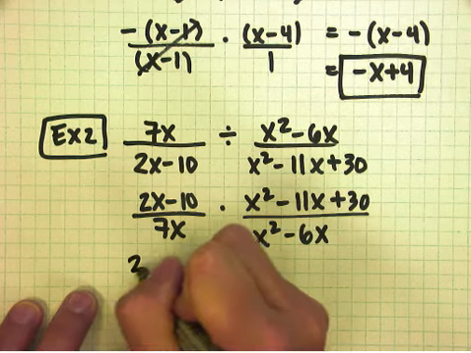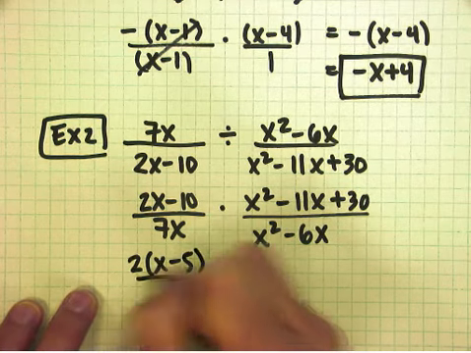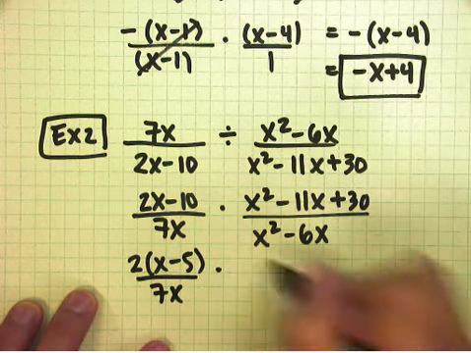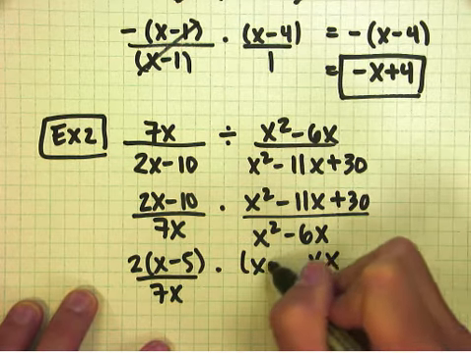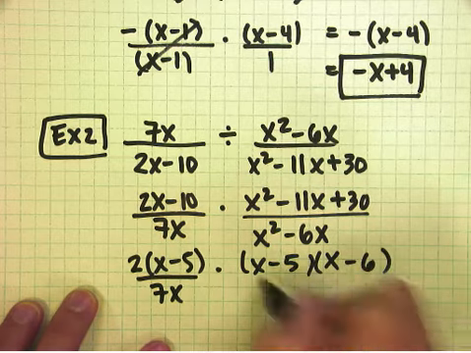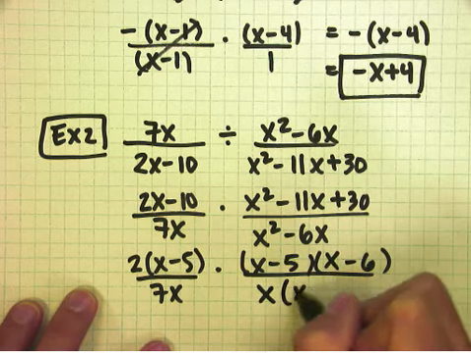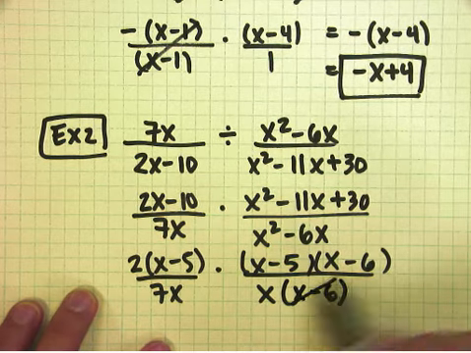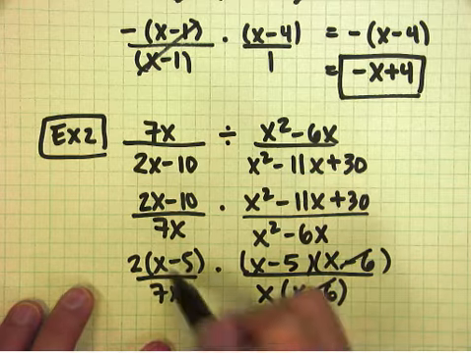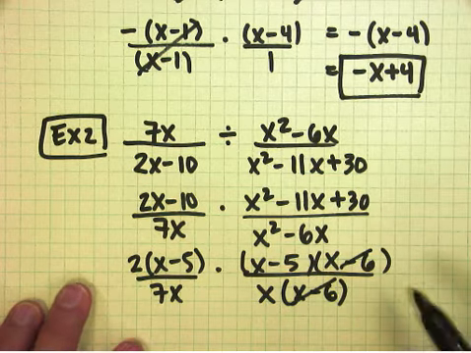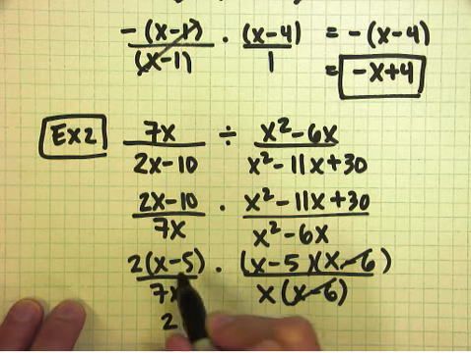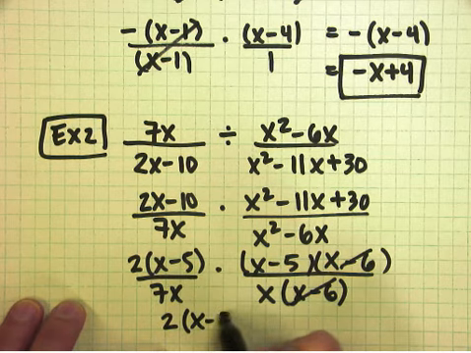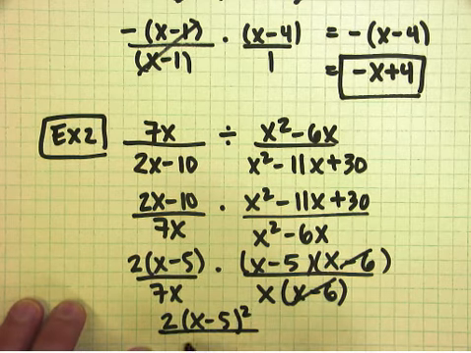So I would take a 2 out. On top here, I would have x and x. Let's see, I would need a minus 5 and a minus 6. On bottom, I would take an x out. And then I'm going to cancel my minus 6's. I'll cancel, let's see, anything else? Oh, nothing else cancels. And so I just rewrite the problem as 2. Since I have x minus 5 times itself, I'm going to write x minus 5 squared over 7x squared.